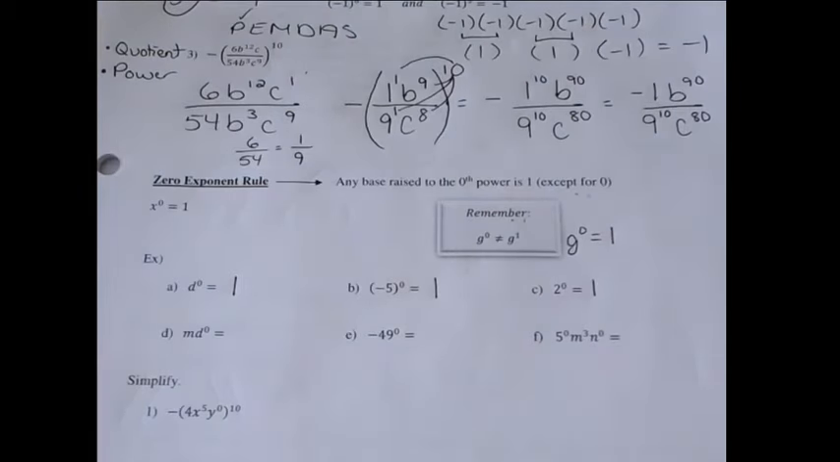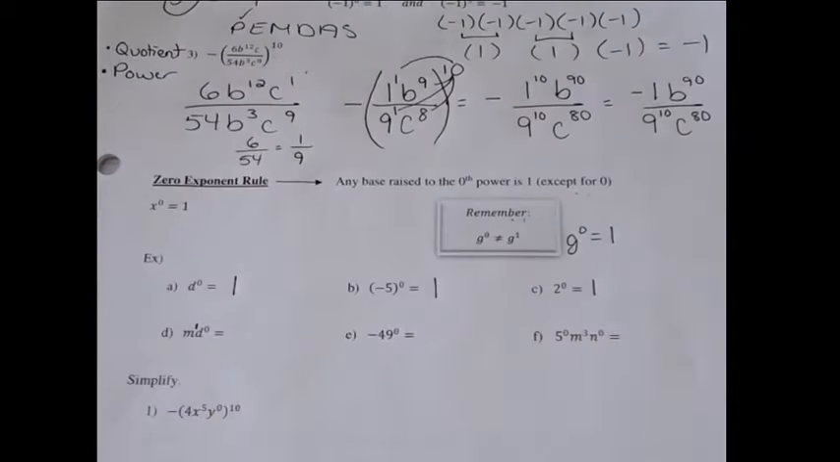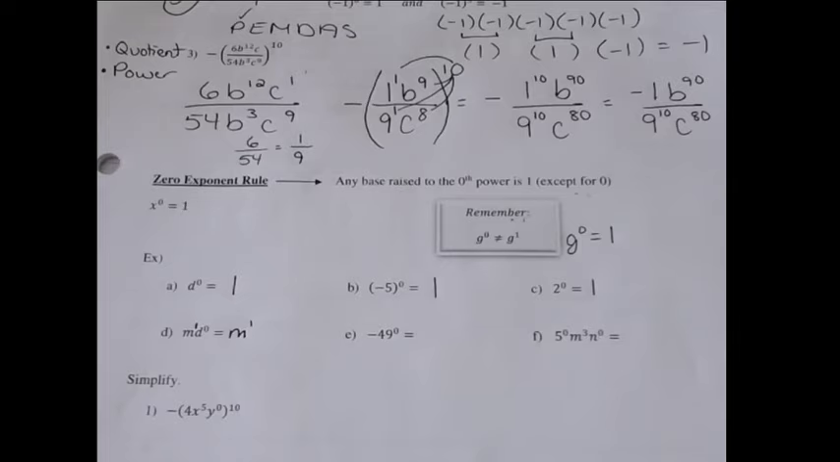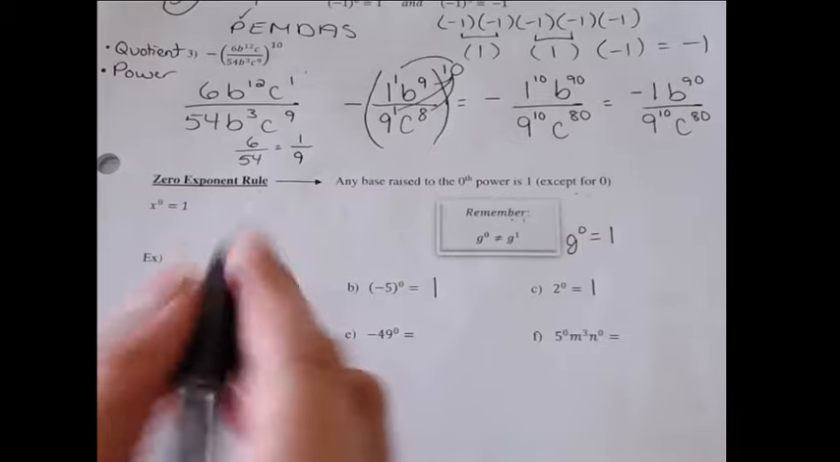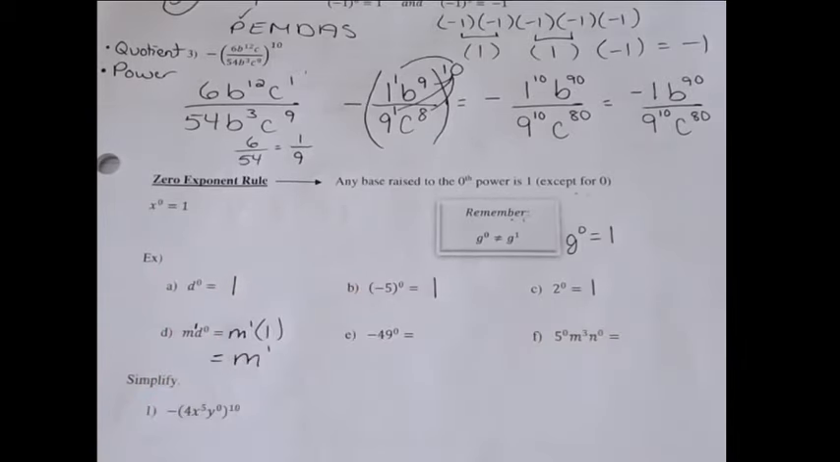Okay, that works out. Notice with part D, we have m times d to the 0th power. Every base has its own power, so this is actually m to the first times d to the 0th. If you have m to the first, and d to the 0 is 1, as we even wrote above it, then m to the first times 1 is simply m to the first.